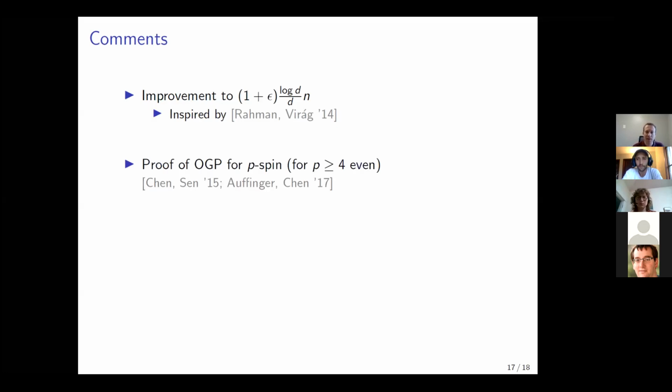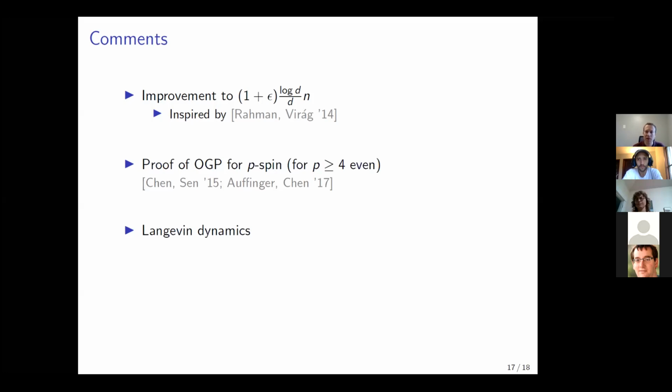For OGP for this other p-spin model, the proof is essentially the same, but proving the OGP is not just a simple first moment calculation anymore. You need some kind of heavy machinery from the Parisi formula and so on. That comes from these papers. So from here, we don't currently have the optimal results.